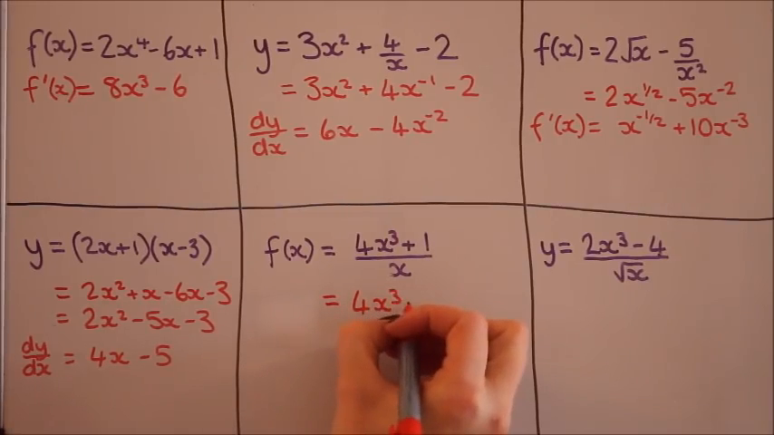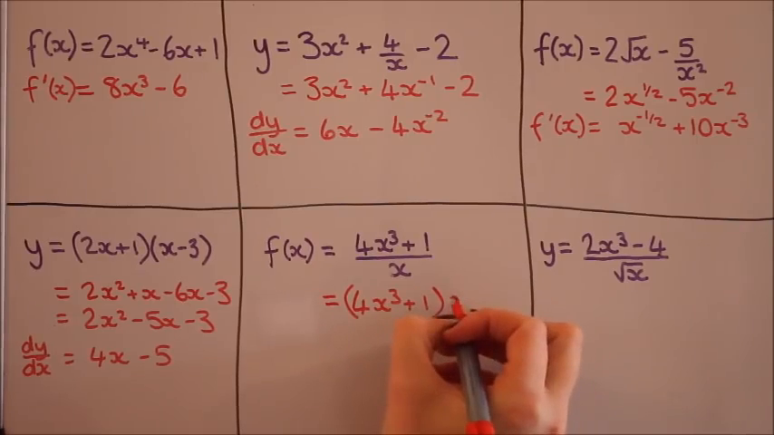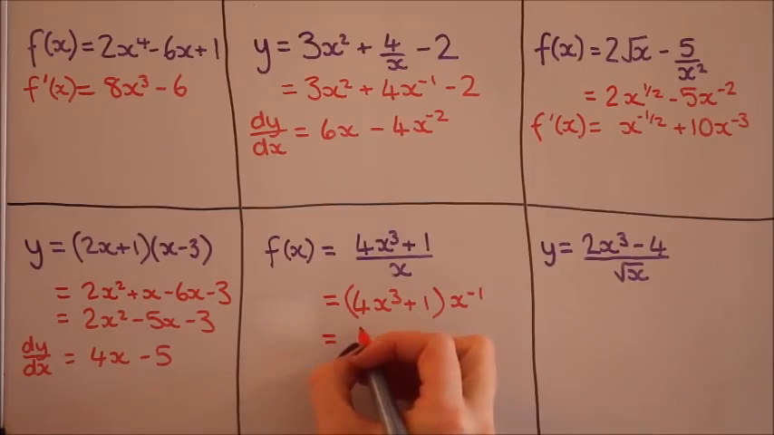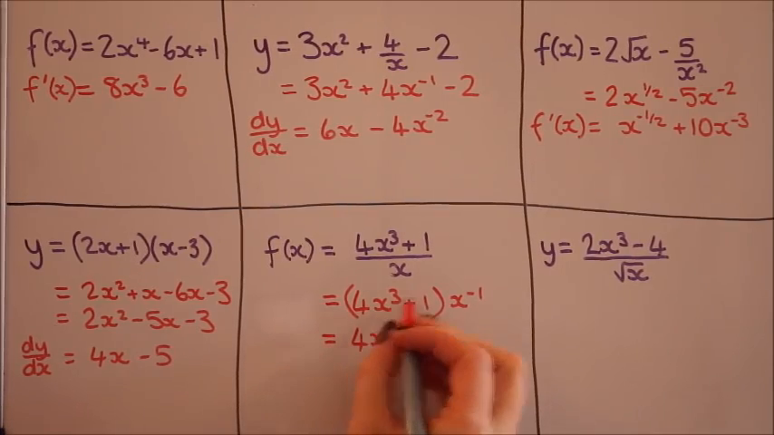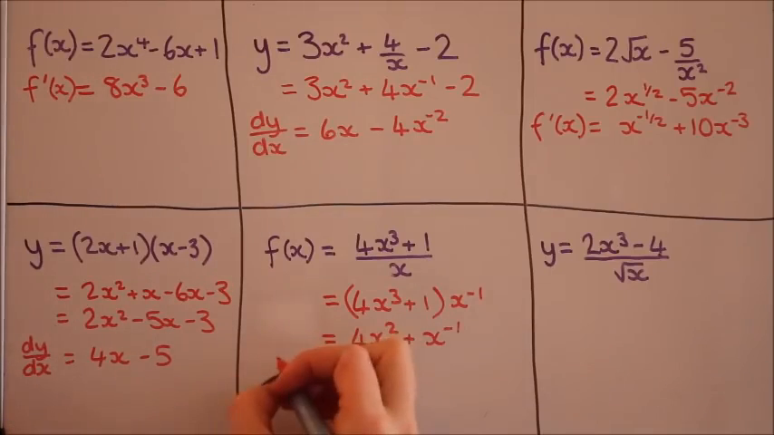There's a couple of ways of doing this, and my favourite way at the moment is probably to bring that up as a power of minus 1 and then expand the brackets out. Remember when you expand brackets that when you times the terms, you actually add the powers. So that first one will be 3 and minus 1, which is... Now we can differentiate.